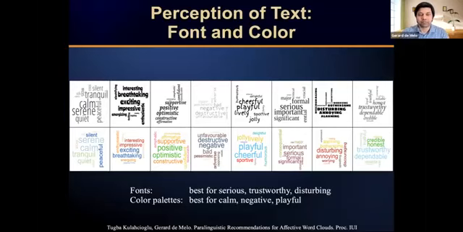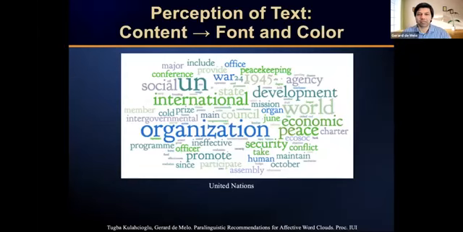In our user study, we found that for certain kinds of attributes like seriousness, trustworthiness, disturbingness, fonts are the most important thing to choose, whereas for other kinds of emotions, calm, negative, playfulness, colors are more important than the fonts. But of course, we also previously saw fonts can be very playful. So the best way to do it is to combine fonts and colors. And here are some examples.